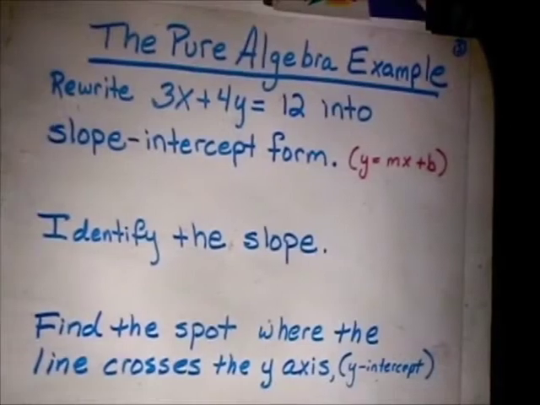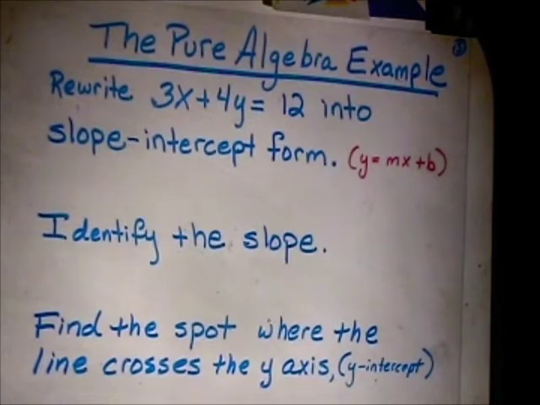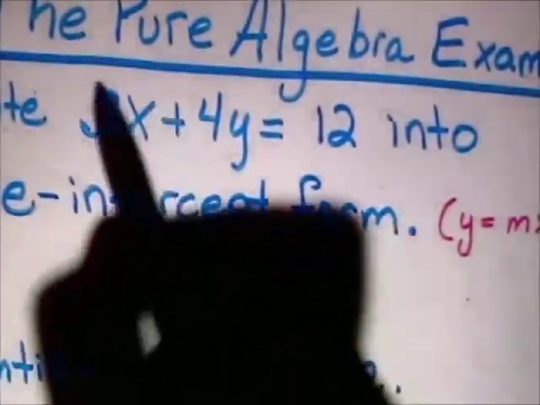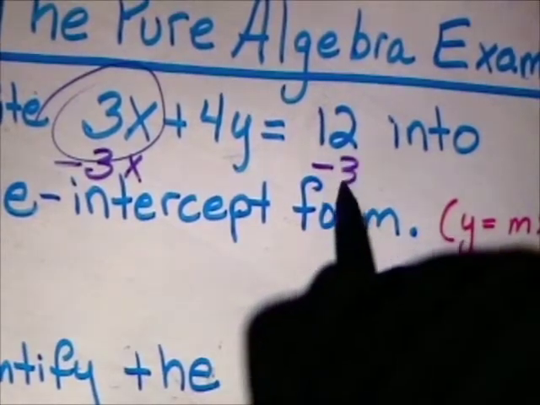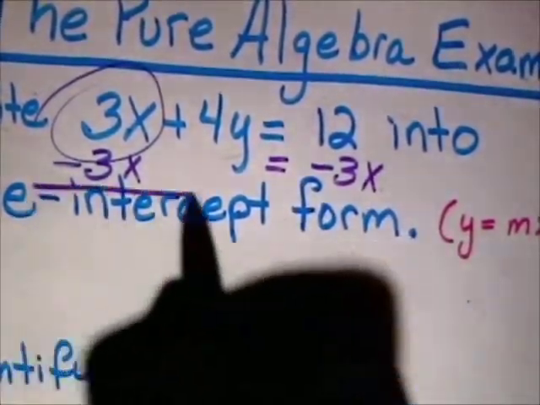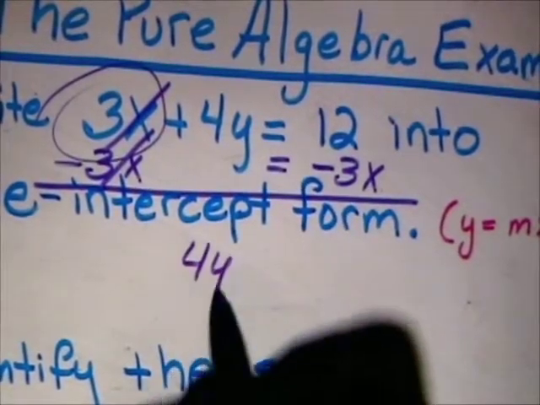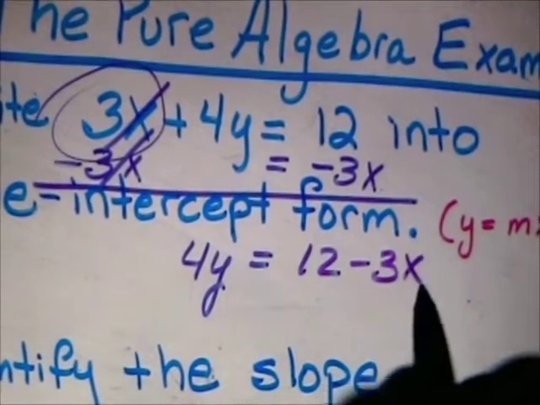All right, now for the pure algebra example. Rewrite 3x plus 4y equals 12 into slope-intercept form, identify the slope, and find the spot where the line crosses the y-axis. All right, we need to get rid of this 3x. Working towards slope-intercept form, so we got to get that out of there. We'll subtract it out. When we do so, 3x minus 3x is 0. 0 plus 4y is just 4y. And then we have 12 minus 3x.